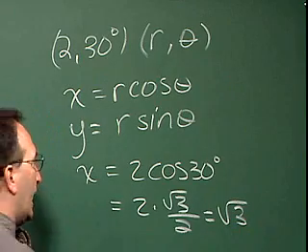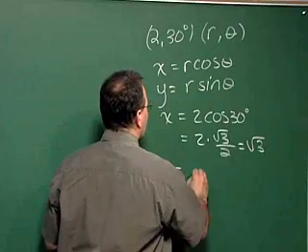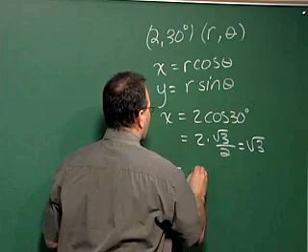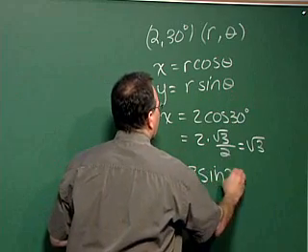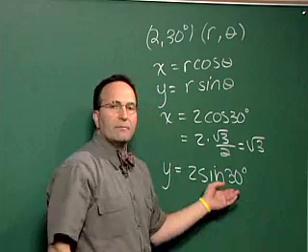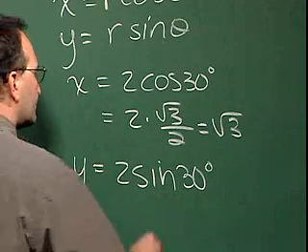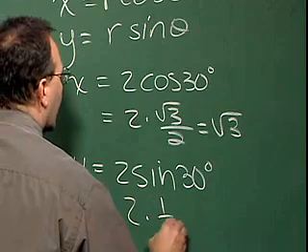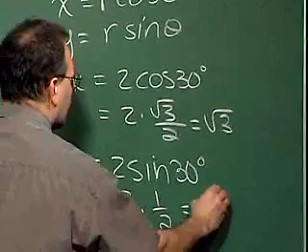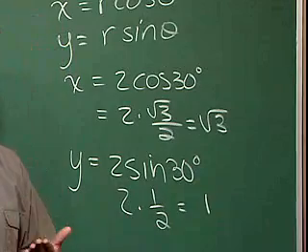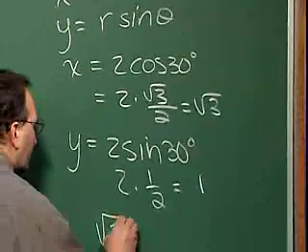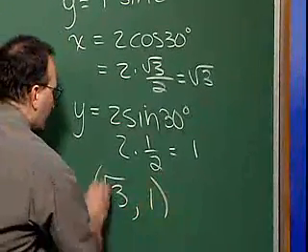Now for y equals r sine theta, which would be 2 sine 30 degrees. Remembering, of course, that the sine of 30 degrees is 1/2. This would be 2 times 1/2, which is equal to 1. So our coordinates are the square root of 3, 1.